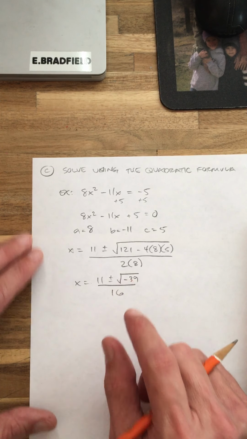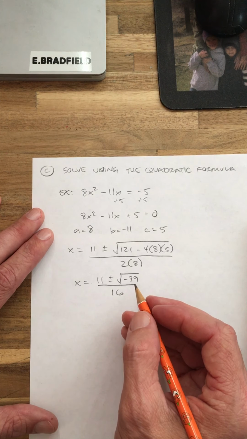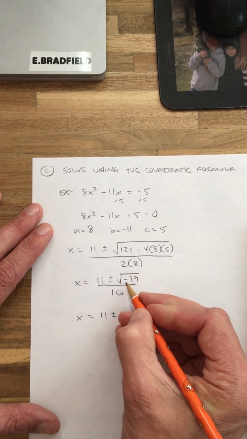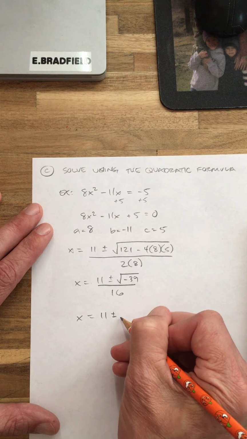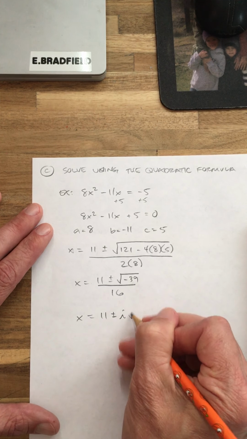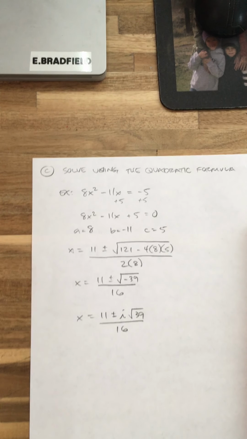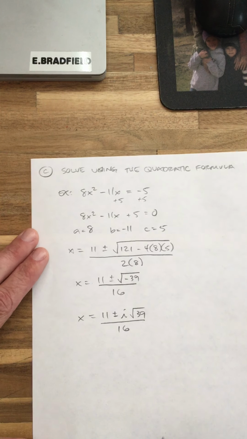But there's that negative in there. So we know it's going to be imaginary, right? So this is all we have to do. X equals 11 plus or minus. Since that negative is there, we know it is an imaginary number. And then just write the square root of 39, okay, over 16. And we're done.